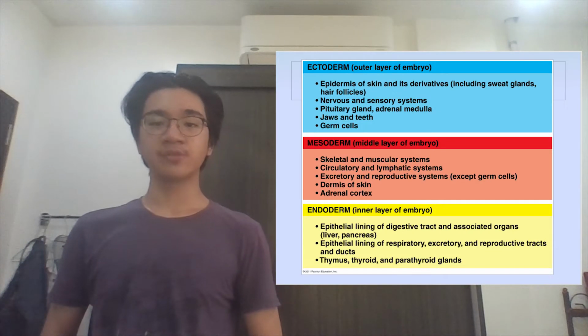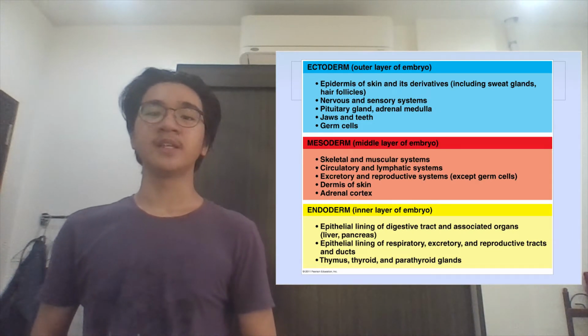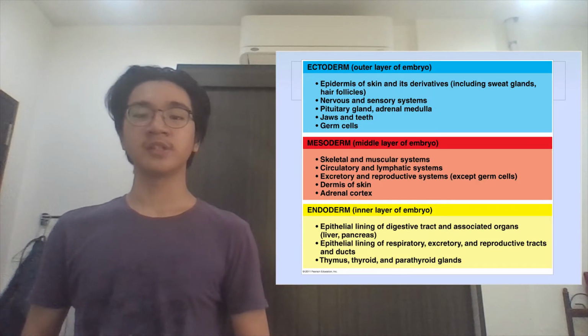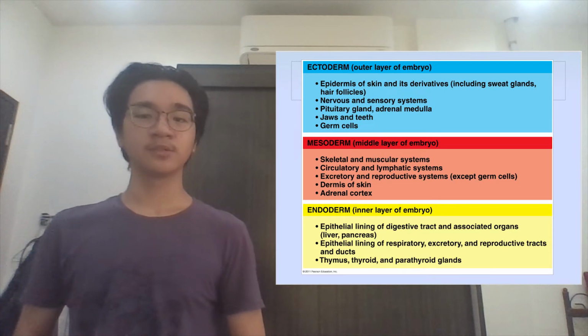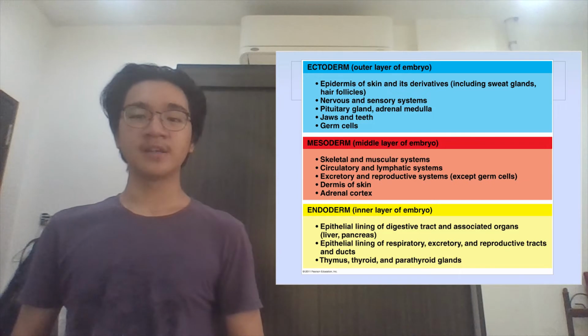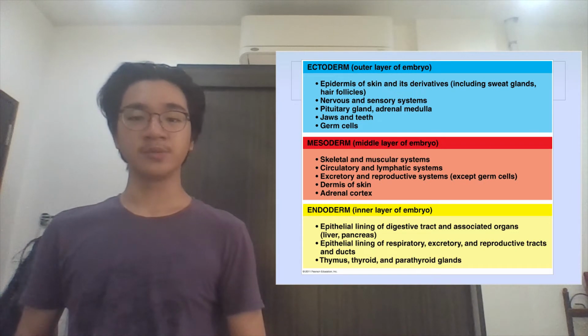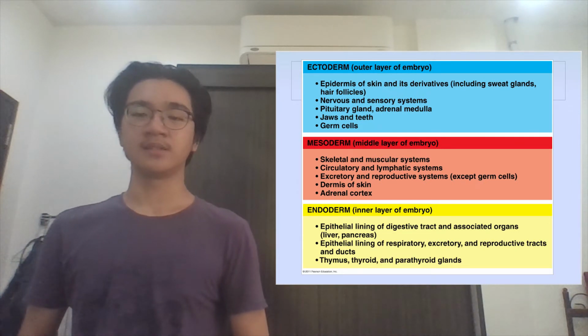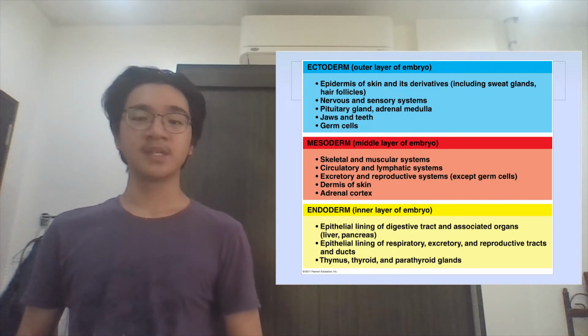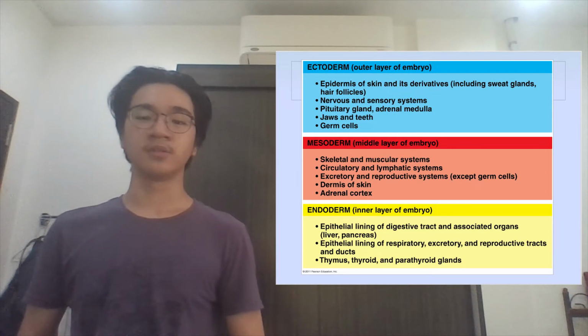There are 3 germ layers in the early development of the animal embryo that are formed during gastrulation: the ectoderm, mesoderm, and the endoderm. The ectoderm layer is the outermost layer of the embryo. It forms the skin, sweat glands, hairs, nails or hooves, eyes, mouth, and teeth. It also forms the nervous system, that is the brain and the spinal cord.